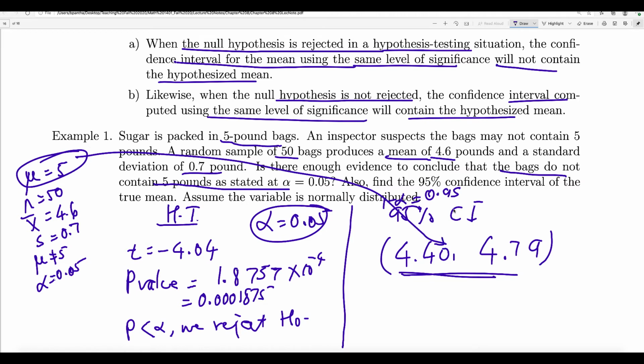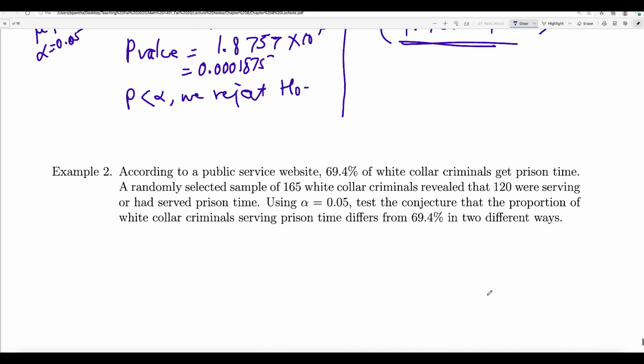Okay, that's what this H0 was saying. Likewise, when the null hypothesis is not rejected, if you got the result that does not reject, then in that case the value in the null hypothesis will fall in the confidence interval. Okay, let us do another example. Let us do example number 2.